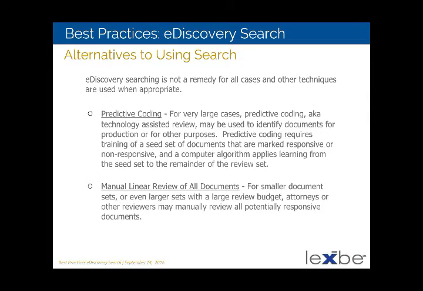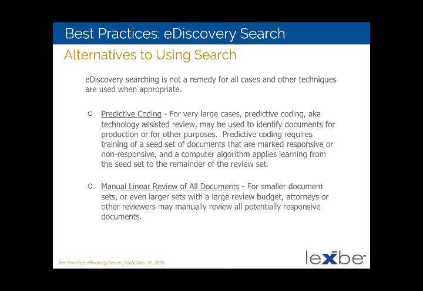There are some alternatives to using search in the traditional sense that I'm talking about here today. One of those is predictive coding. I'm sure that most of you have seen articles regarding this technology-assisted review idea. This is very good for huge cases. You can use this to identify documents for your production. What you basically do here is you train the seed set of documents. There are algorithms, and it will mark things responsive or non-responsive based on whatever the algorithm detects in that initial seed set.